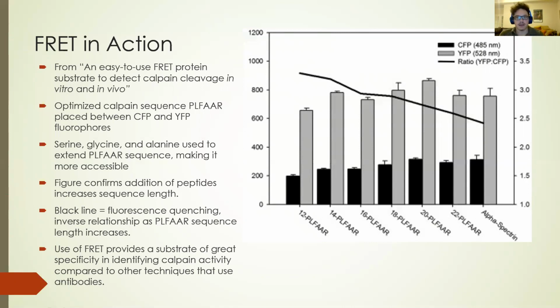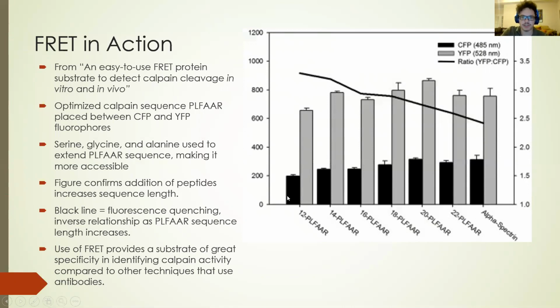Now, what this experiment was trying to do is use FRET to identify this sort of activity. In this chart, we can see that they took this PLFAAR sequence, which is really good at being cleaved by calpain, and flanked it with cyan and yellow on either side. They were trying to find the optimal length for this sequence to be cleaved by calpain, and so they started adding serine, glycine, and alanine to it in different numbers of residues. And so we have 12, 14, 16, 18, 20, and 22.